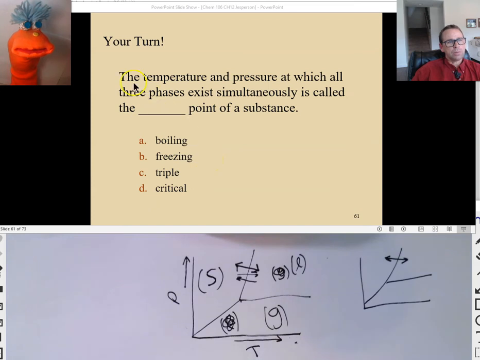So, what is the temperature and pressure at which all three phases exist simultaneously? Boiling. That's the triple point. That's right, triple point. Good.